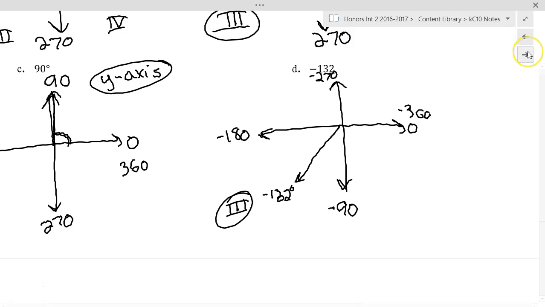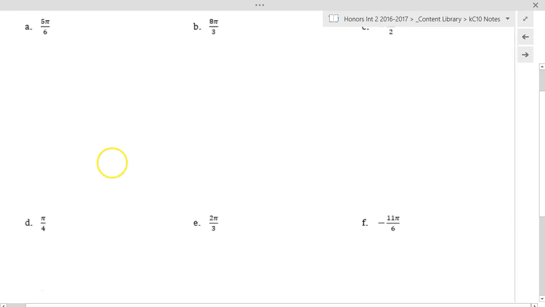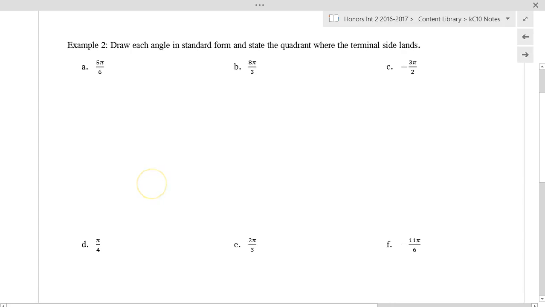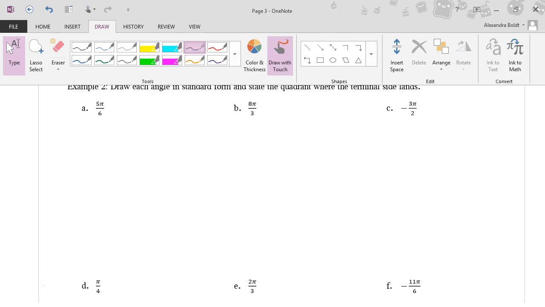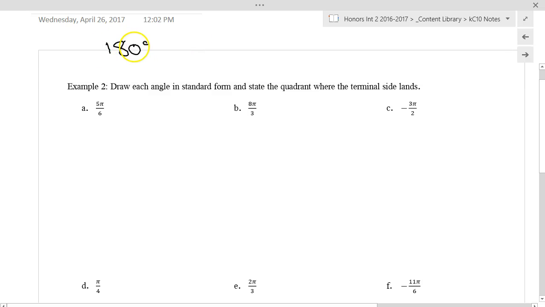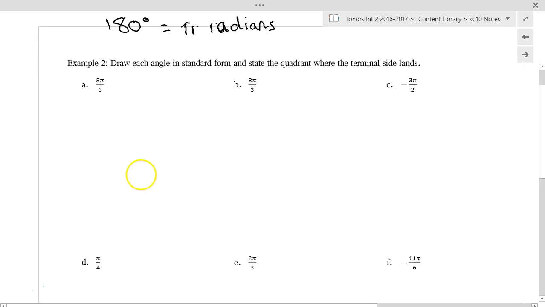Alright, let's look at our next thing that it's asking us to do. Now it's asking us to draw each angle, but now these are in radians. So remember radians? Radians are just another form of angle measurement. Remember, 180 degrees is the same as pi radians. So half your circle is 180 degrees. Half your circle is pi radians, depending on what you're looking at.